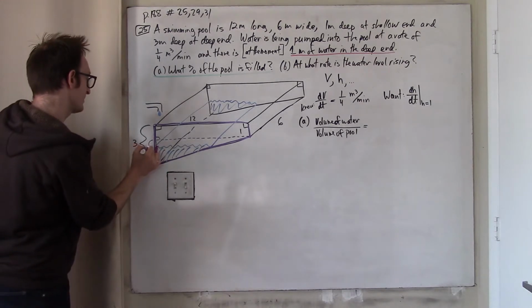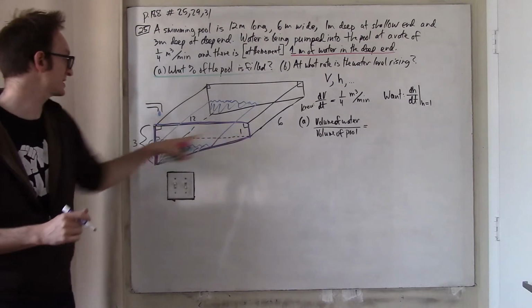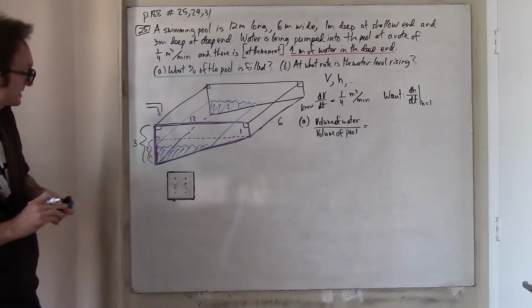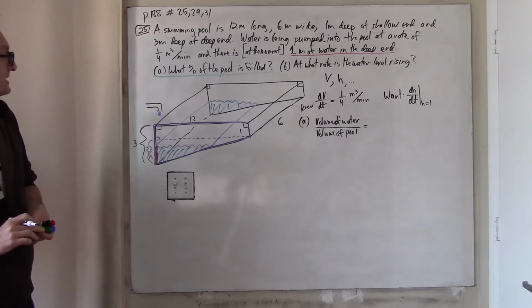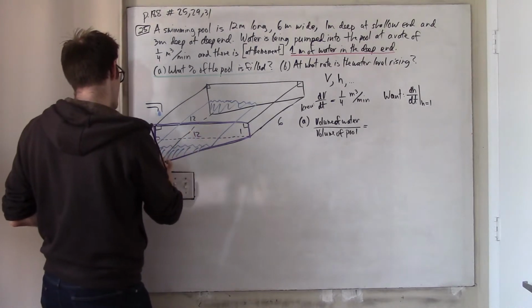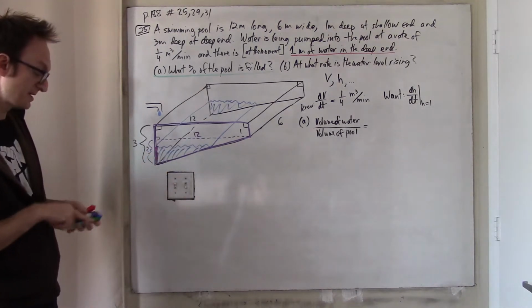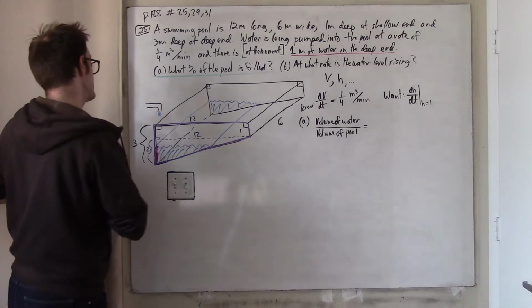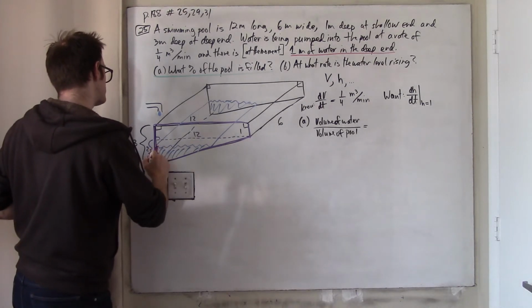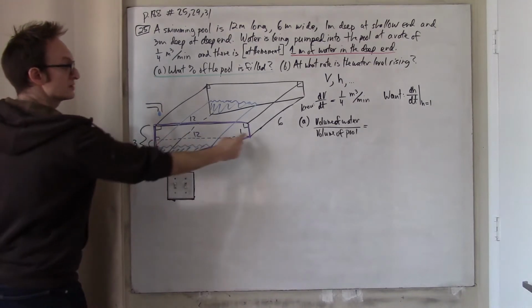In other words, I think that's pretty clear from this picture, right? The 2 is left over because the shallow end is 1, the whole deep end is 3, so this is 2. And then this is 12. And so what we have here is a triangle. And the dimensions of this triangle are that this is 2 and that this is 12.